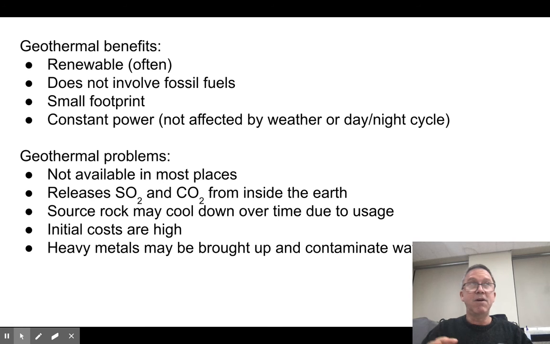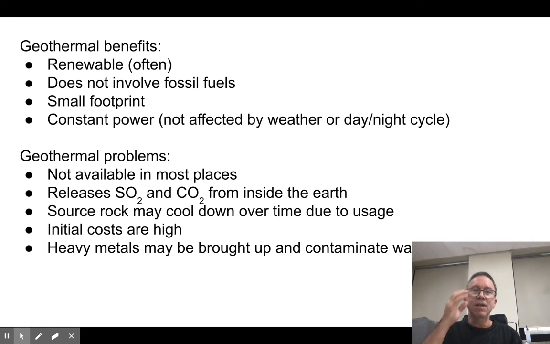And it doesn't involve fossil fuels, so it doesn't generate much in the way of carbon dioxide. It has what we call a small footprint. You don't have to have a lot of space to make this happen. And it also has the benefit that, unlike other things we'll talk about, like wind energy and solar energy, it's constant. Day, night, winter, summer, it's always putting out a known amount of kilowatt hours. So you can count on it. It's reliable. It makes for a stable grid.